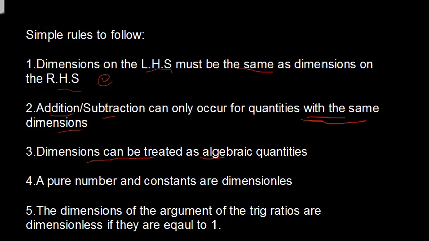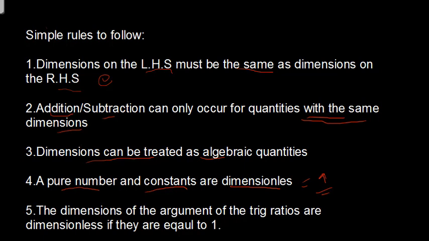And the fourth simple rule that you can follow is that any pure number or any constant, unless stated otherwise, is dimensionless. And by dimensionless, this simply means that the dimensions are equal to 1. So a pure number has dimensions equal to 1, and a constant has dimensions equal to 1, or simply put, they are dimensionless.